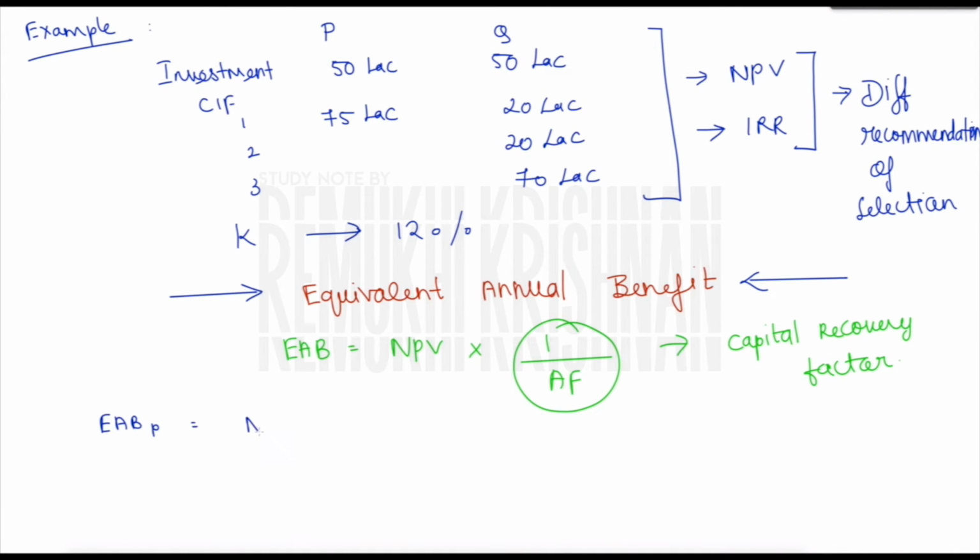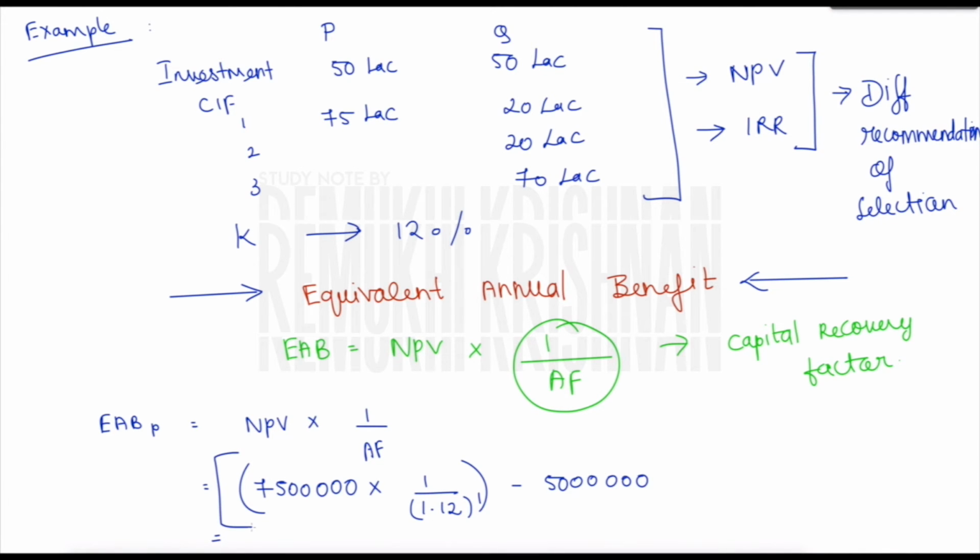Let us find the equivalent annual benefit for project P. So net present value into 1 divided by annuity factor. 75 lakh is my cash inflow. I'm discounting it with the cost of capital 12% for year 1, because the cash inflow happens only in year 1, minus the present value of cash outflow, which is 50 lakh. Since it is period 0, I directly put 50 lakh here, and I multiply this with 1 divided by annuity factor.